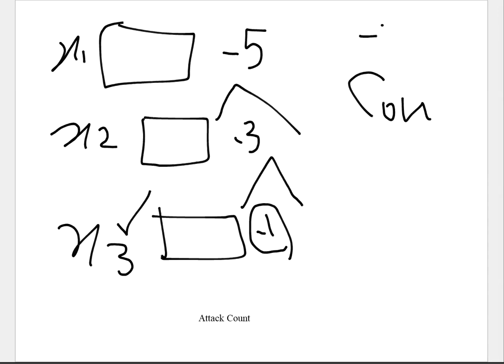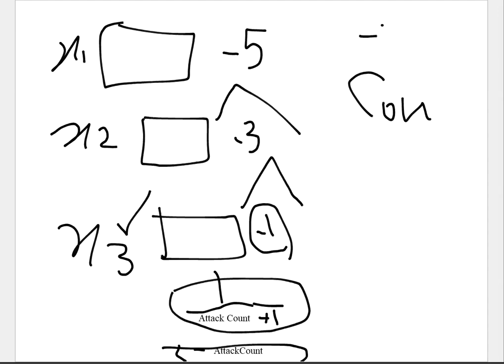So the best value is 1 divided by attack. Sometimes it is division by 0, so we add 1, or the negative of attack count. Both of these are okay as a fitness value. Do you know?